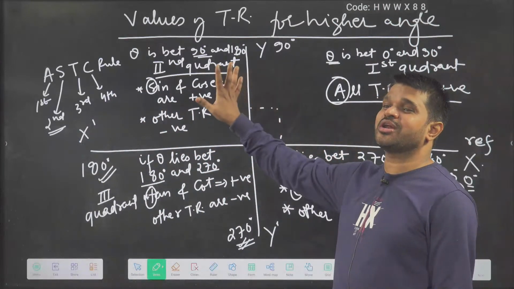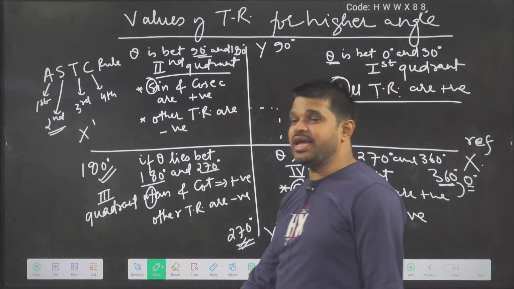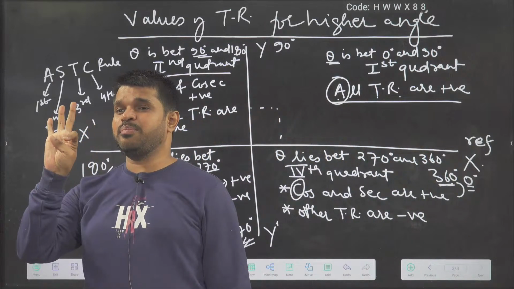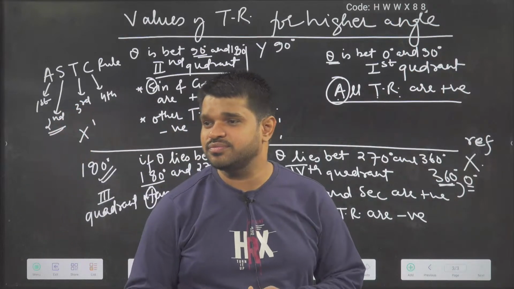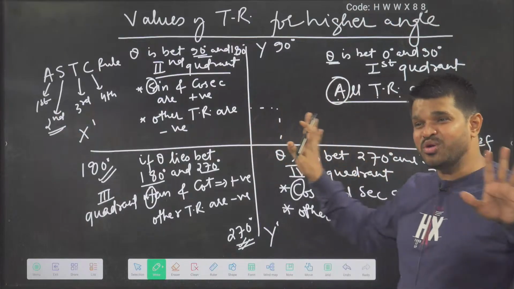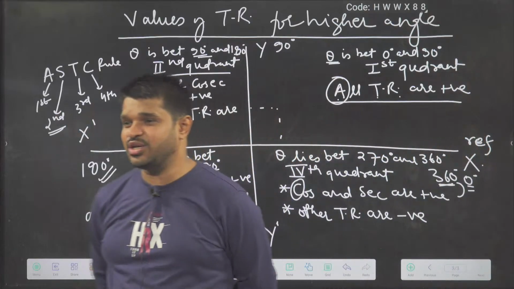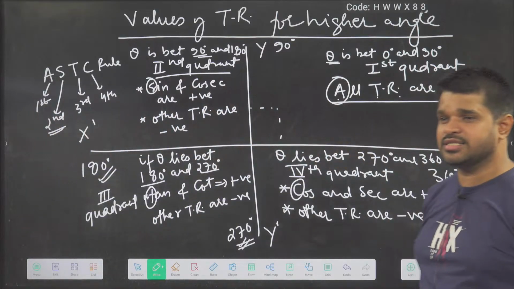The point is you should remember ASTC: first, second, third, fourth. And ASTC means positive: all positive, sine positive, tan positive, cos positive. Right, fast. Now don't make any full form. Let's continue.